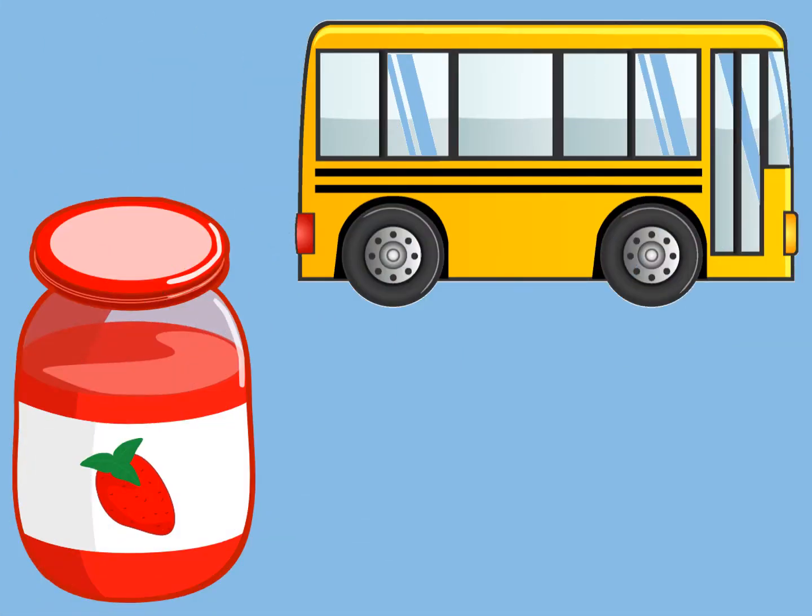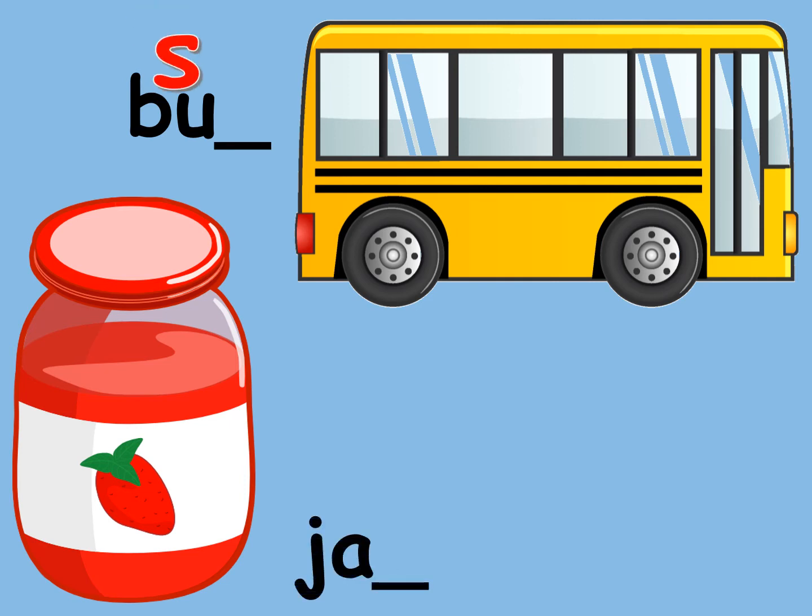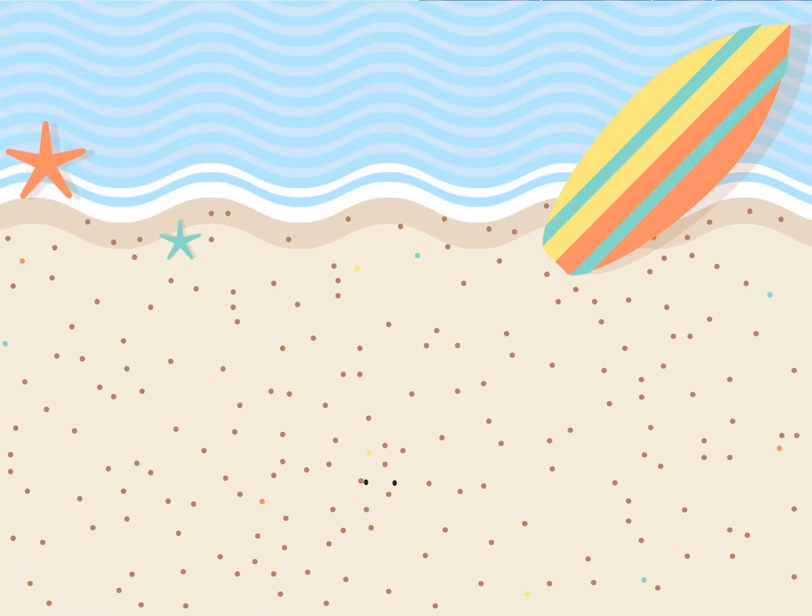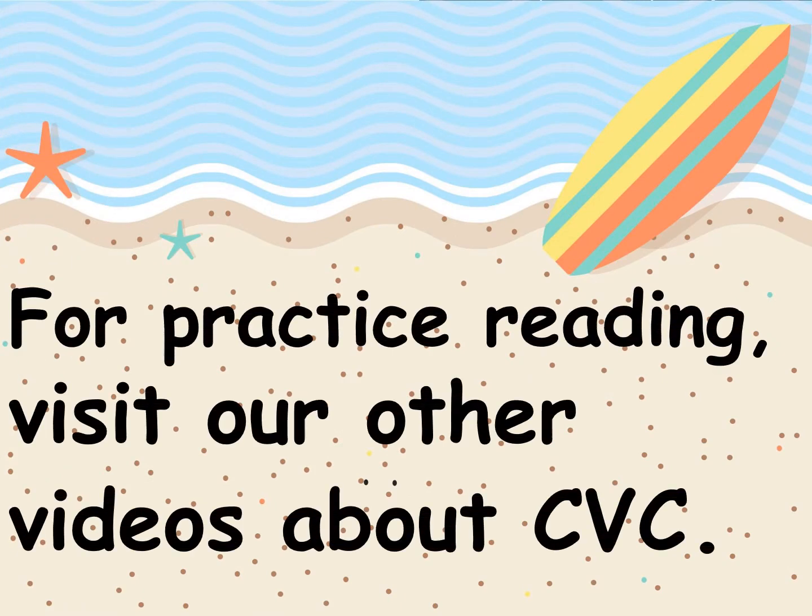How about this picture? Very good, it's letter S. How about the last picture? Very good, it's letter M, a jam. For practice reading, visit our other videos about CVC.